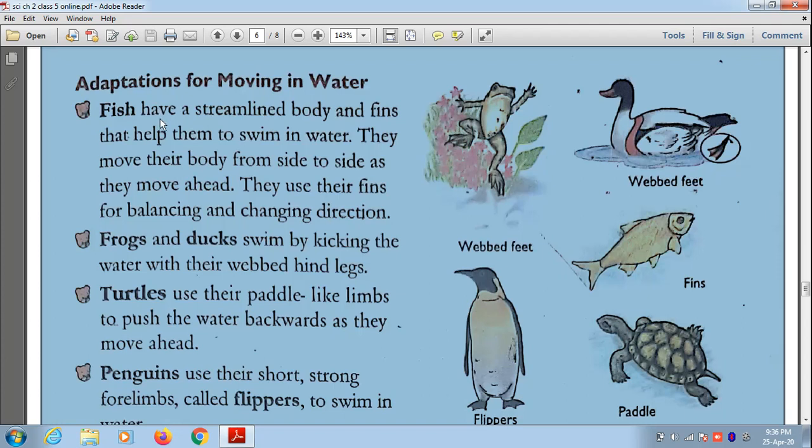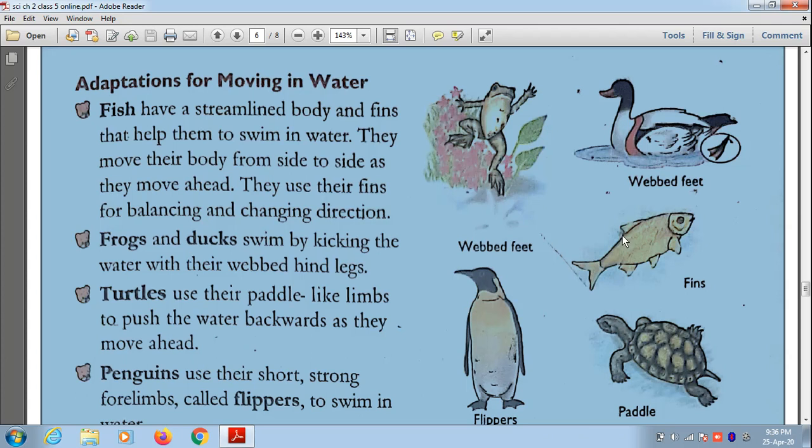Fish has a streamlined body. Now, a streamlined body is this kind of a body. We start from here and then we move like this. It goes like this, like an aeroplane. Streamlining. Why? Because this kind of shape helps in cutting any kind of friction.